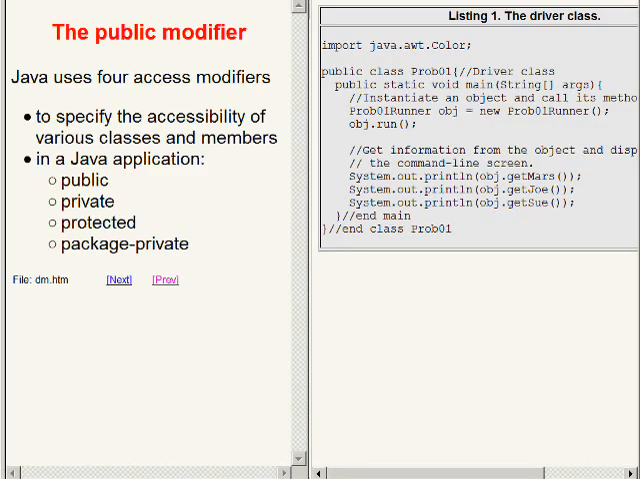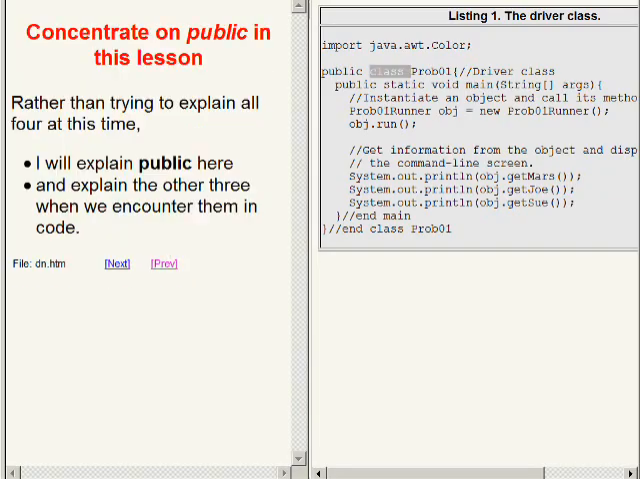Now let's turn our attention to access modifiers. Note the keyword public that appears to the left of the keyword class in listing one on the right-hand side of your screen. Java uses four access modifiers to specify the accessibility of various classes and members of classes in a Java application. They are public, private, protected, and package private. Rather than trying to explain all four at this time, I will concentrate here on the public access modifier. I will explain public here and explain the other three when we encounter them later in code.